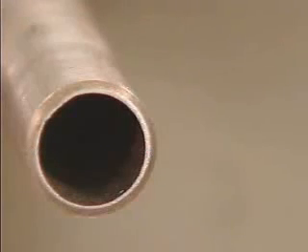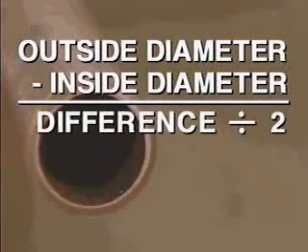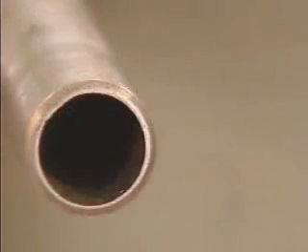To calculate the wall thickness of this pipe, we subtract the inside diameter from the outside diameter. Then divide that number by 2, because the pipe wall is on both sides of the pipe. Let's look at an example.